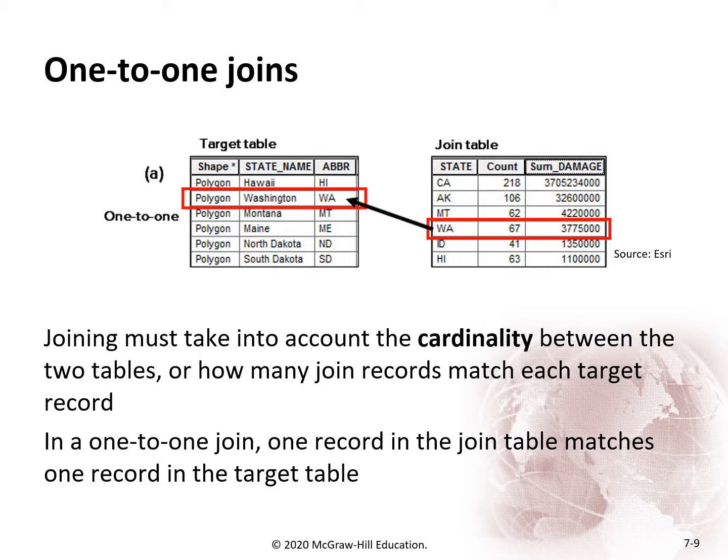One-to-one joins have to take into account cardinality. When we talk about cardinality, what we're talking about is not north, south, east and west. It's about one-to-one, one-to-many, many-to-one, and many-to-many. One-to-one is the simplest and easiest to understand. Two data sets, one has a Washington entry, the other has a Washington entry. You just join one-to-one.